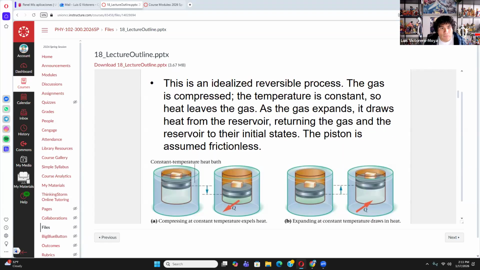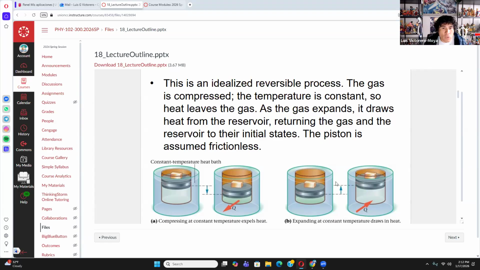For example, here, the gas is compressed at a constant temperature. So in an isothermal process, you are compressing the gas, so heat is leaving the gas, but there is no change in temperature. If you let it expand, it's drawing heat from the reservoir, returning the gas and the reservoir to the initial state. For that to happen, we have to assume the piston to be frictionless. Again, that's an ideal situation, right?